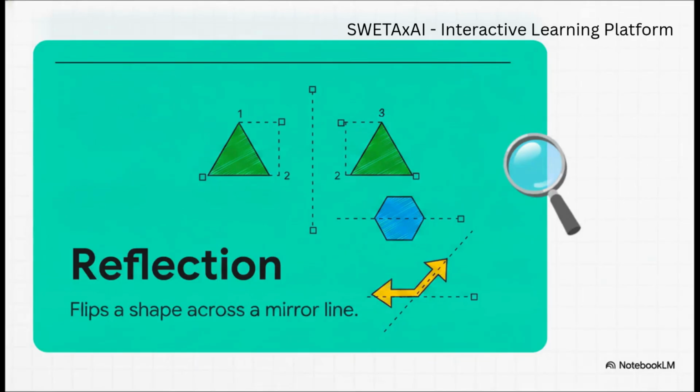Next up, we have reflection. Now, the action word here is flip. A reflection literally flips a shape across a mirror line, which is also known as the line of reflection. Now, this could be a vertical line, a horizontal line, or even a diagonal one. But listen, there's a golden rule here. Every single point of your shape must be an equal distance from that mirror line, and it has to be exactly perpendicular to it. So if a point on your triangle is, say, 3 squares away from the mirror line, its reflection must be exactly 3 squares away on the direct opposite side.